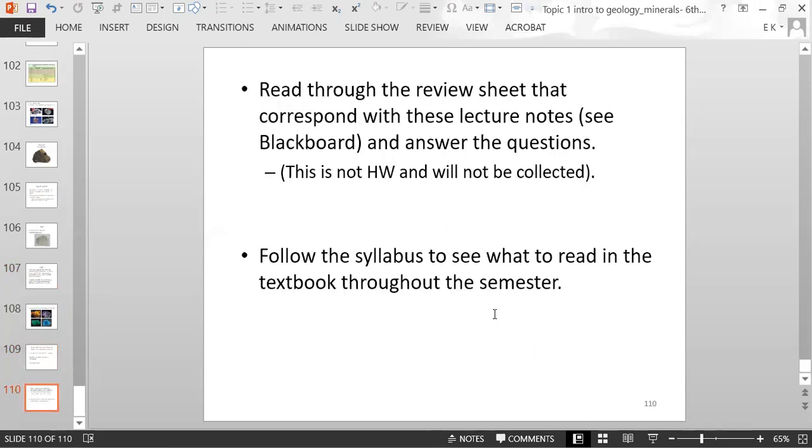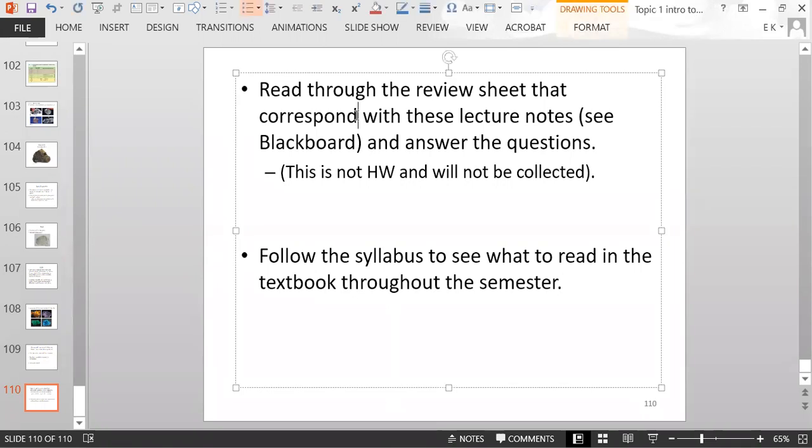And that brings us to the end of the lecture. So what you're going to do between now and next time we meet, you could read through the review sheet that corresponds with the lecture notes. The review sheet is on Blackboard. Answer the questions. Keep in mind it's not homework and I will not be collecting it.